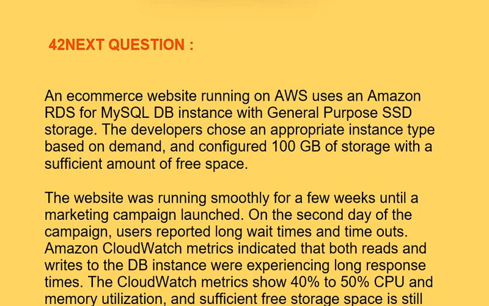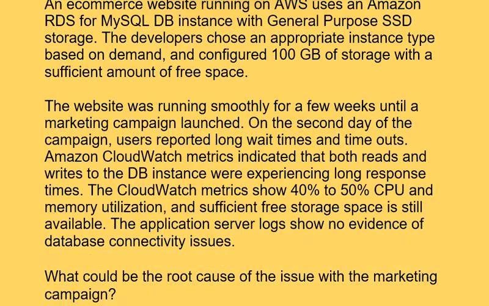Question: An e-commerce website running on AWS uses an Amazon RDS for MySQL DB instance with General Purpose SSD storage. The developers chose an appropriate instance type based on demand and configured 100 GB of storage with a sufficient amount of free space. The website was running smoothly for a few weeks until a marketing campaign launched. On the second day of the campaign, users reported long wait times and timeouts.